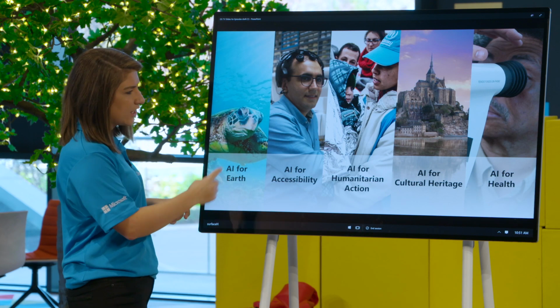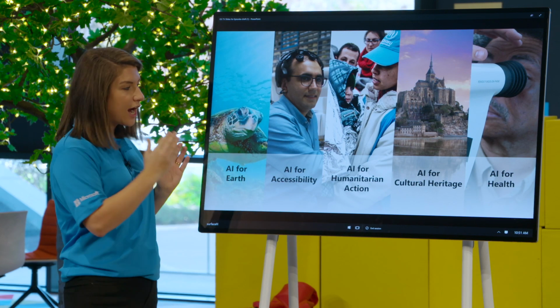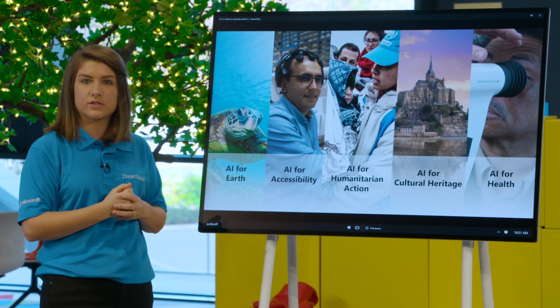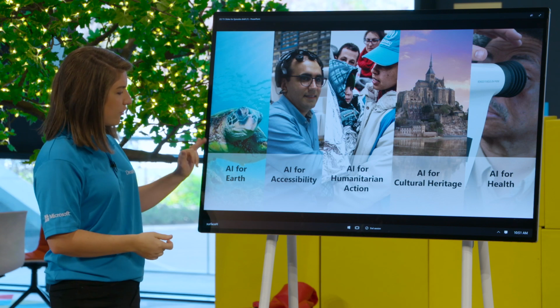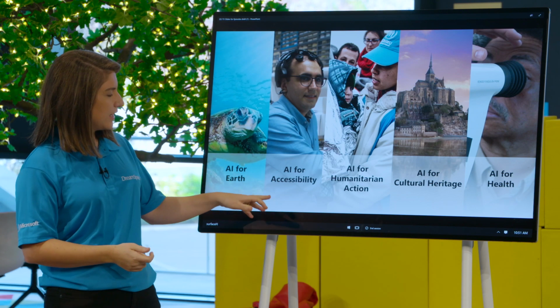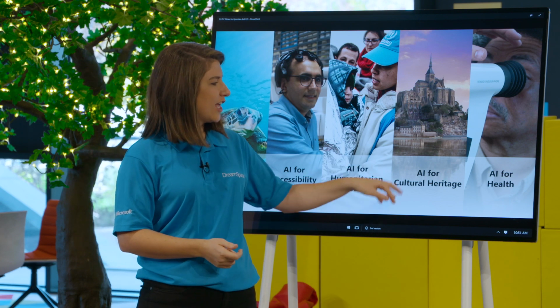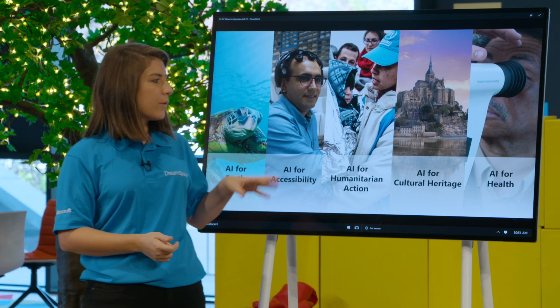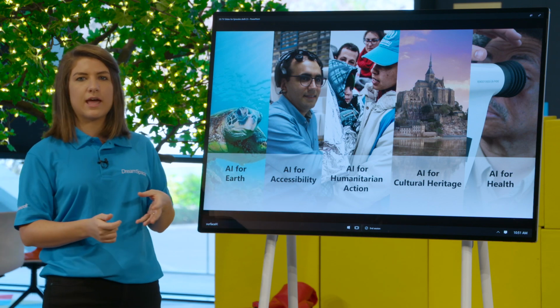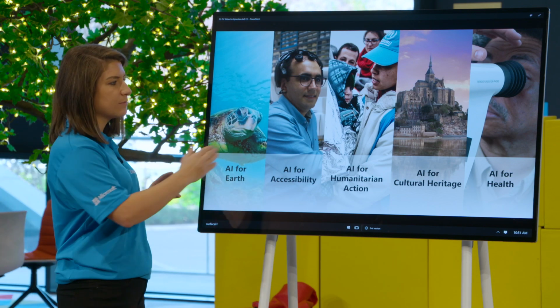So you can see here, there are 5 pillars, and we are going to touch on these across the episodes we do. We have AI for Earth, AI for accessibility, AI for humanitarian action, AI for cultural heritage, and AI for health. And what we want you to do is just watch this video now and see, can you pick out these pillars within it?